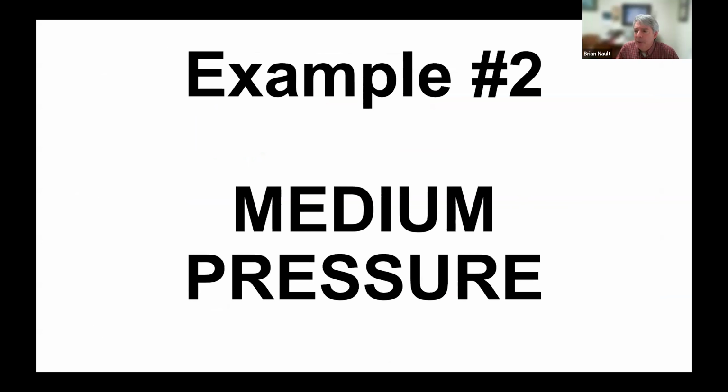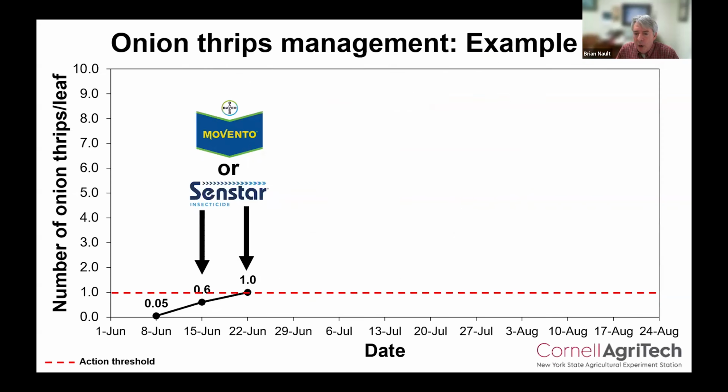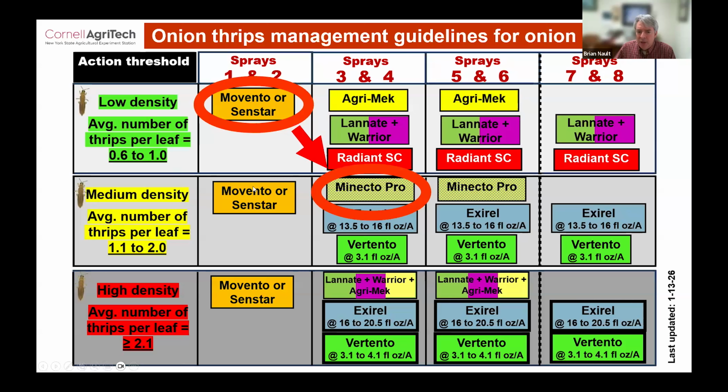Let's now look at example number 2, medium pressure. Well, we're going to start off the same with our Movento or Senstar. We may get the momentum of Movento for a couple weeks where we're below threshold, but then it creeps up, but we're at only 1.7. So we're in this medium density range. What are you going to use?